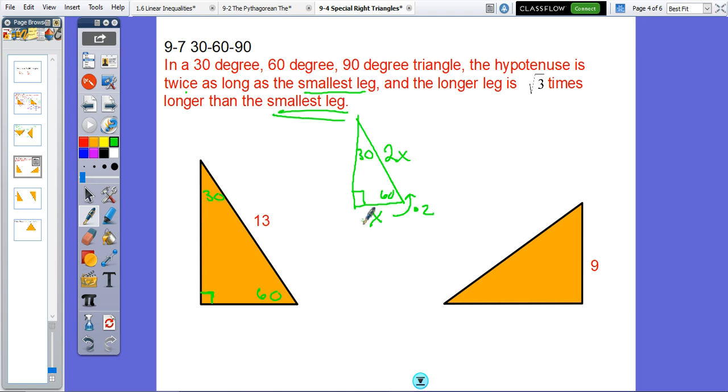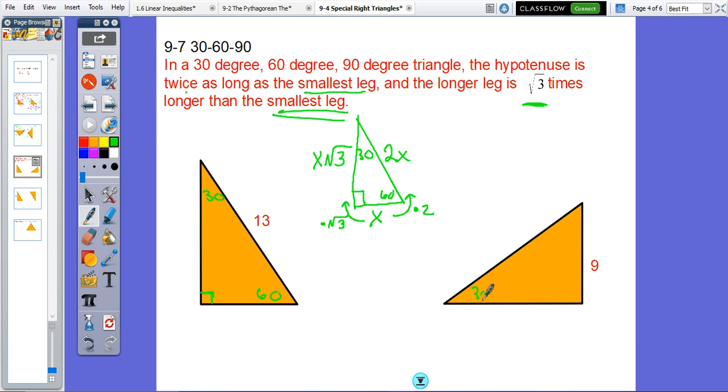To go from a small leg to our long leg, as it says, we're going to multiply by radical 3. So we're going to take x times radical 3, which just gives me x radical 3. Similar to the radical 2, you're going to just slap on that radical 3 and just let it be unless you actually are able to multiply it. We're going to do this one over here on the right first, and then we'll come back and look at this one.